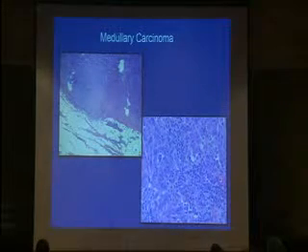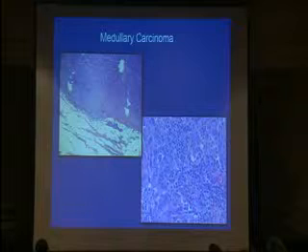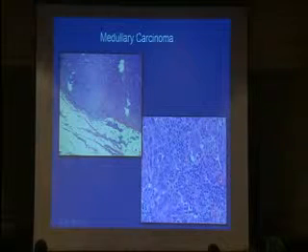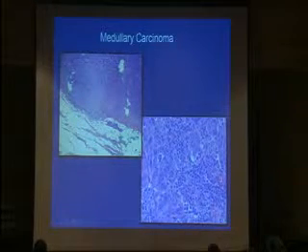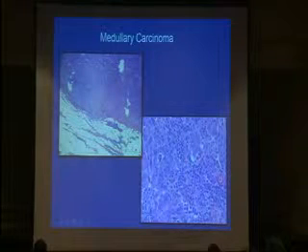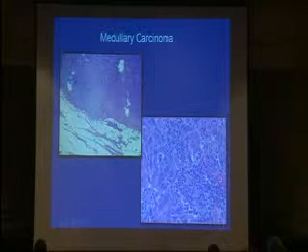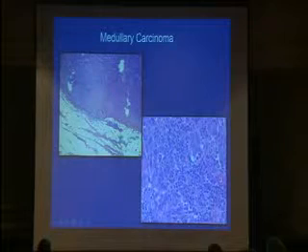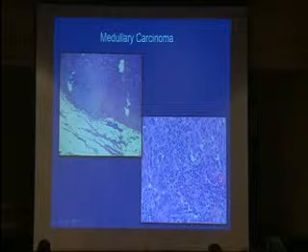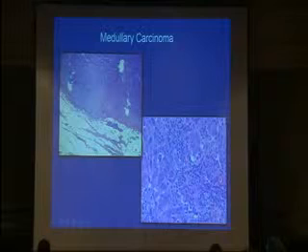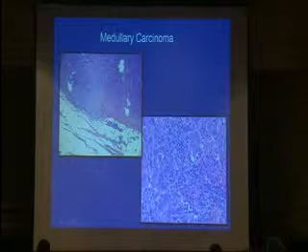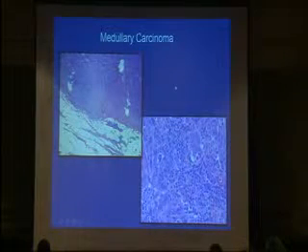Here's an example of medullary carcinoma. Typically, medullary carcinomas have pushing invasive edges, and you can see sprinkling of lymphocytes and plasma cells, inflammatory cells, in between syncytial sheets of cells with high-grade, prominent nuclei and brisk mitotic activity.